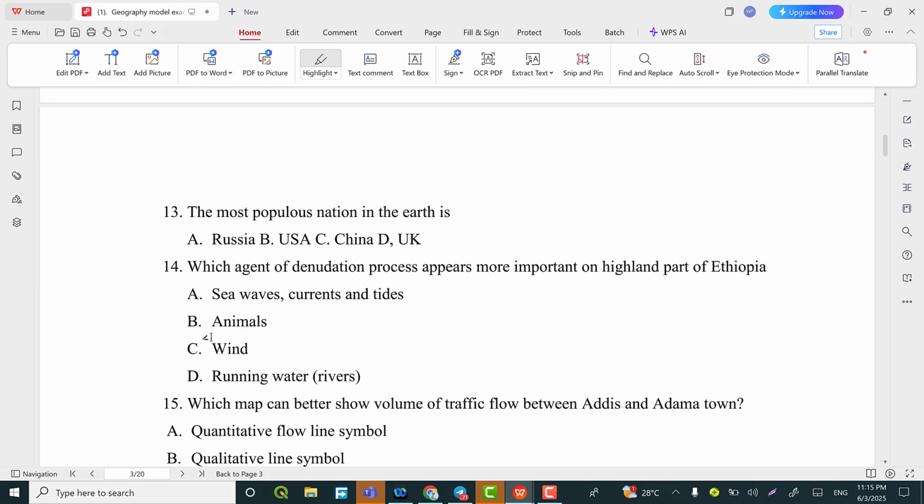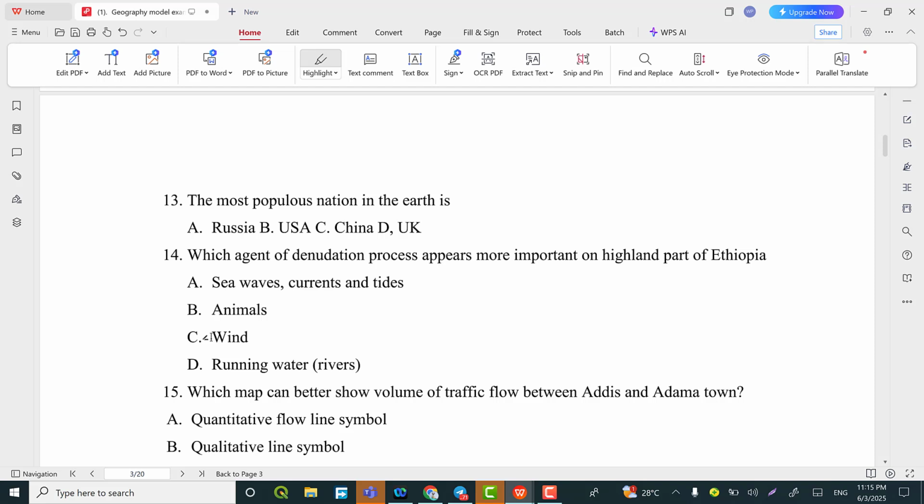Question number 30. This is a population geography question. The most populous nation on earth is: Russia, the United States of America, China, or United Kingdom. From the available options, all of the countries have large populations except the United Kingdom.